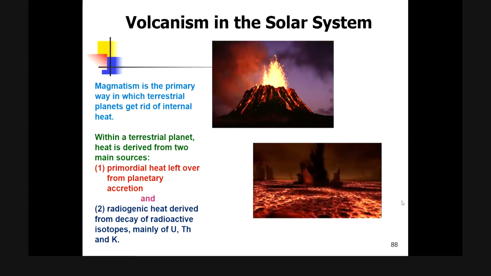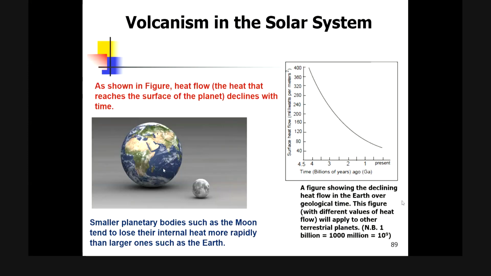Then we dealt with volcanism in the solar system, right? Basically, magmatism or volcanism is the primary way in which rocky bodies get rid of their internal heat, and heat is mainly derived from two sources: either the original primordial heat left from planetary accretion, or radiogenic heat that is still being produced in the present times from the decay of uranium, thorium, and potassium, right? And we had also seen this plot where we have time on the x-axis and the surface heat flow, and how that decreased from 4.5 billion years to the present times.